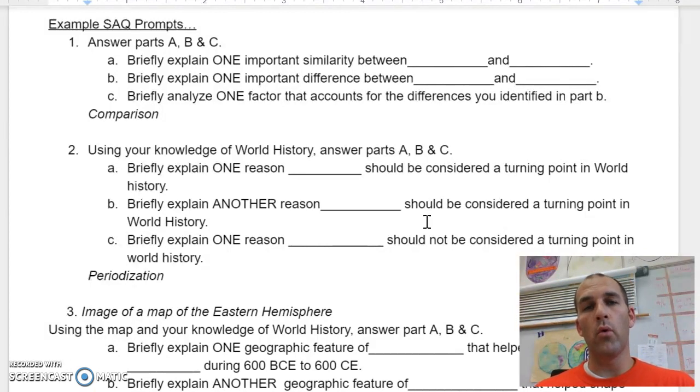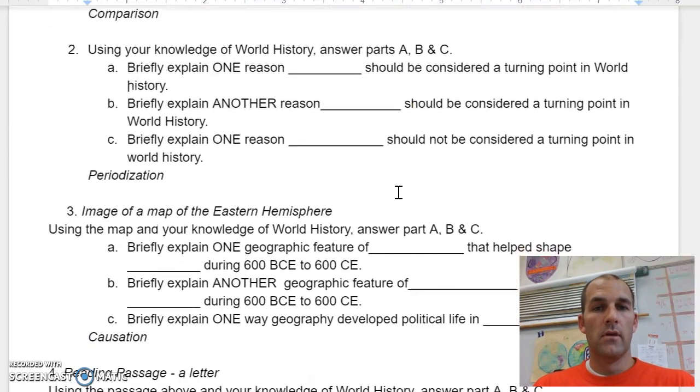Briefly explain one important similarity between blank and blank. And then briefly explain one important difference between blank and blank. And then C, briefly analyze one factor that accounts for the differences you identified in Part B. So why are they different? So that is a comparison, short answer question. You get right after it and just answer those directly.